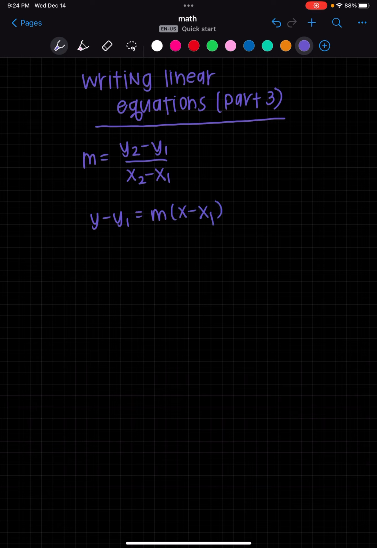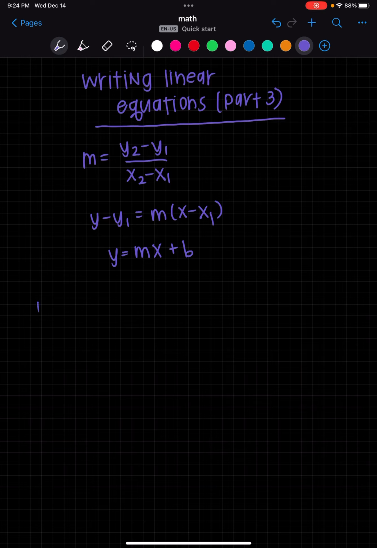And then the last equation that we need is the slope-intercept form, which is what all of our equations are going to end up looking like. So we just want to make sure that after we're done simplifying and getting all of our numbers set up, that it looks like that y equals mx plus b formula. So let's start going through an example.